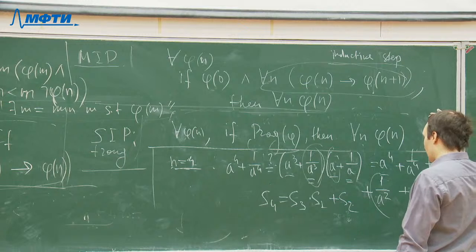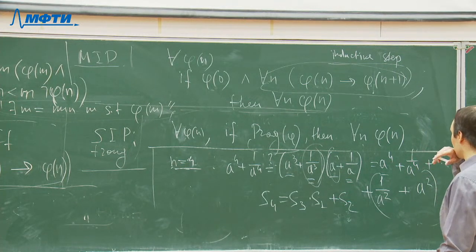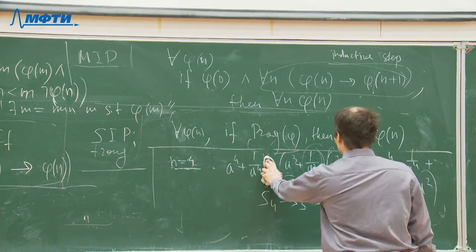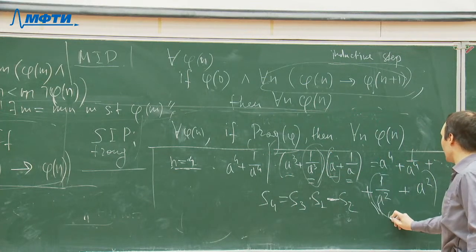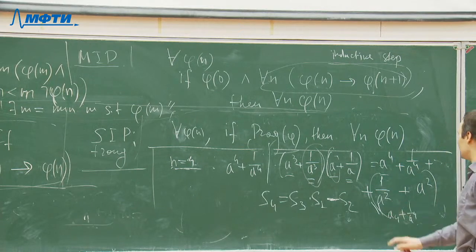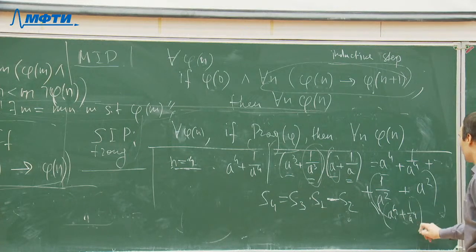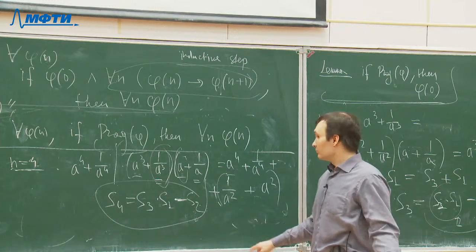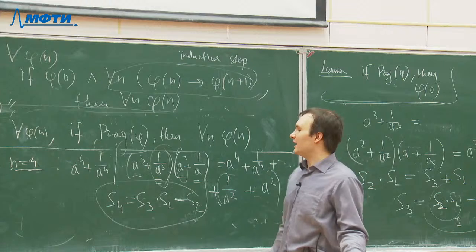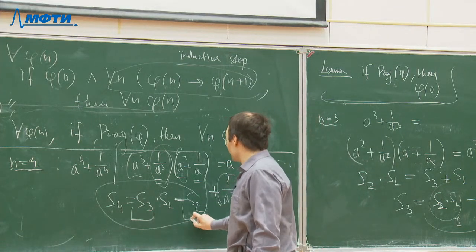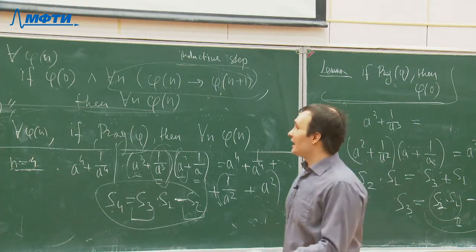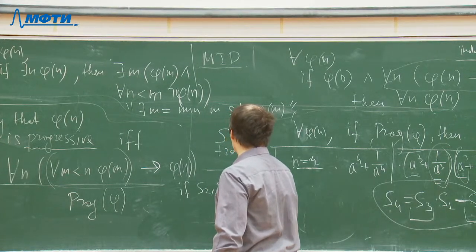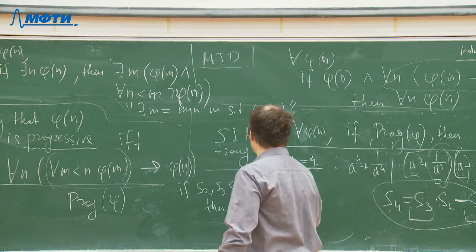Excuse me. Of course, minus. So we see that this is a. This is our number. So anyway, that's quite clear. Our number equals this product minus S2. So we see something like that. If S2 and S3 are integer, then S4 is integer as well.